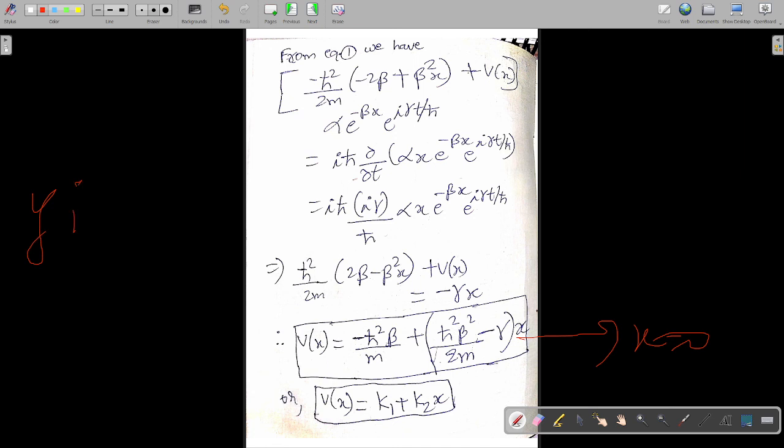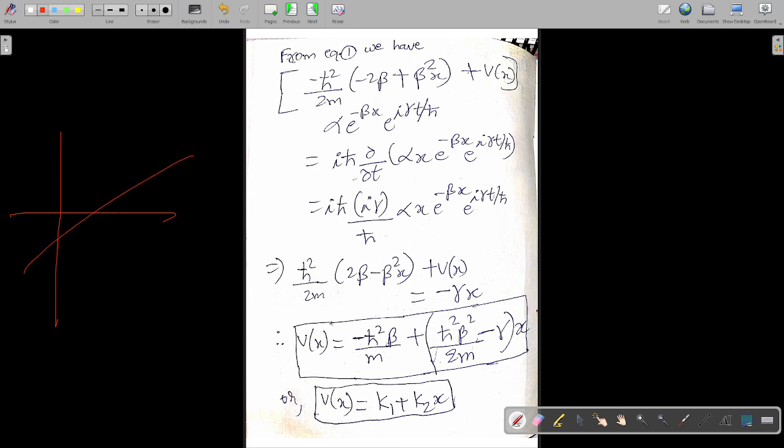Your y-intercept will come out to be minus h cut square over m beta. This is your y-intercept. Similarly, in order to find the x-intercept, the line is looking like this. It is quite evident from this that the y-intercept is clearly negative.